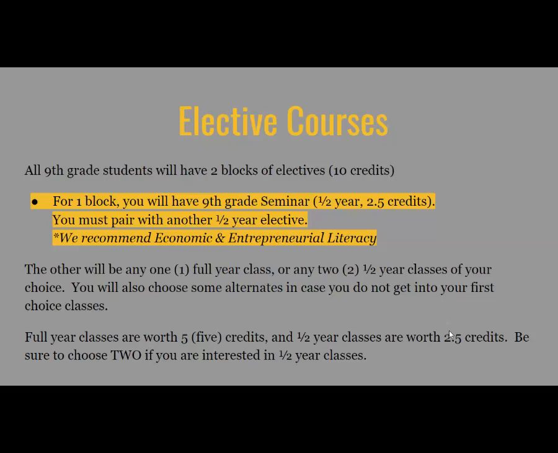It is highly recommended that you take economics and entrepreneurial literacy as well to pair with the 9th grade seminar class. This class is a graduation requirement. If you do select economics and entrepreneurial literacy, that leaves you with 5 more credits to select. You will notice in the list of electives that each class will be worth either 2.5 or 5 credits based on whether the class is half year or a full year, respectively.